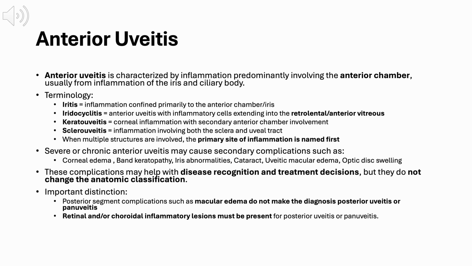Now, we walk through the anatomic types, starting with anterior uveitis, inflammation predominantly in the anterior chamber, usually arising from the iris and ciliary body. The vocabulary matters here. Iritis is inflammation confined mainly to the anterior chamber and iris. Iridocyclitis extends cells into the retrolental or anterior vitreous. Keratouveitis is corneal inflammation with secondary anterior chamber involvement. And sclerouveitis involves both sclera and uvea. And when multiple structures are involved, you name the primary site first.